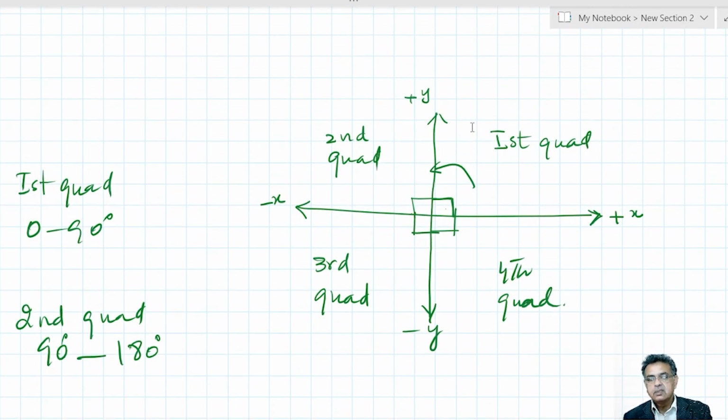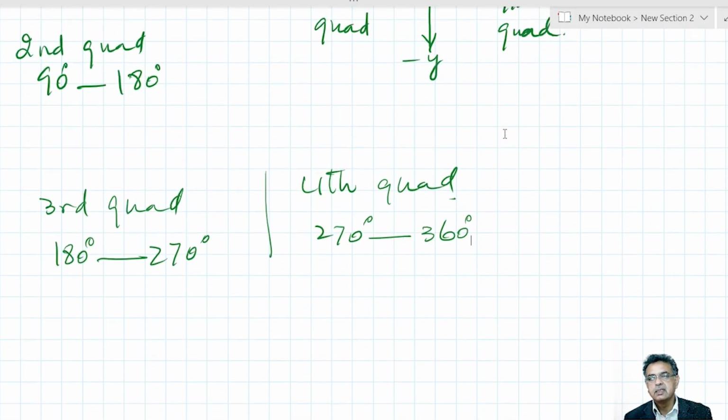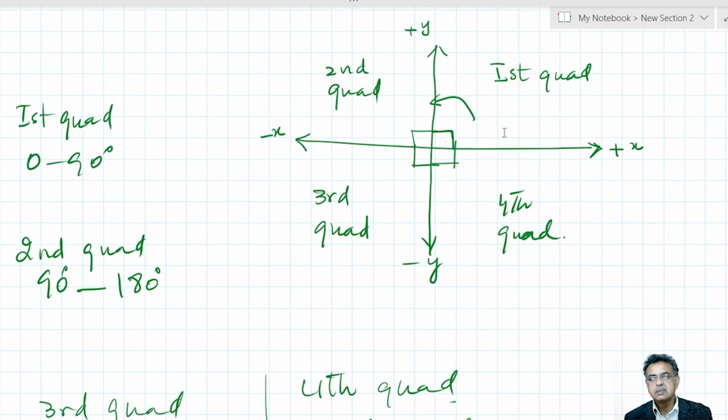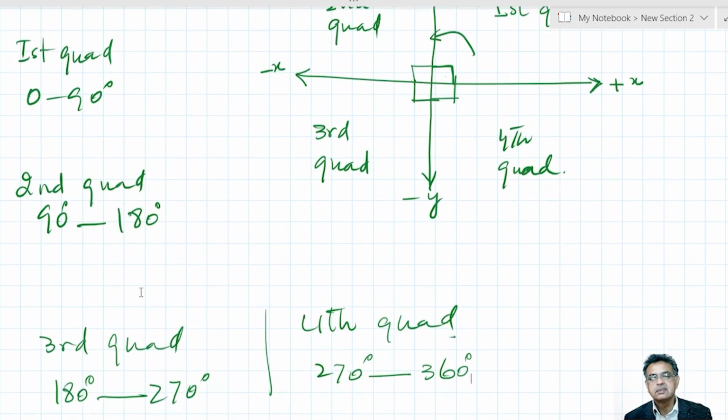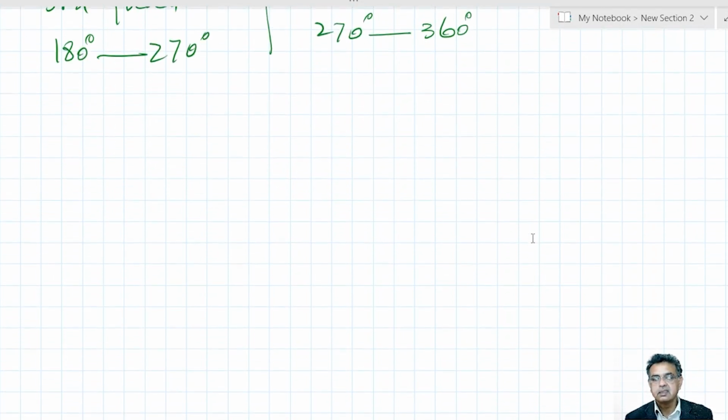Now, if we draw a line in any one of these quadrants to make an angle, this angle may sometimes be larger than 90 and less than 180, or in this quadrant larger than 180 and within 270, or in this range. Then how will we relate these angles with our basic concept of right angle triangle?